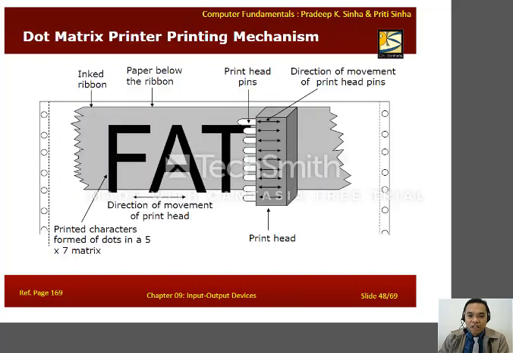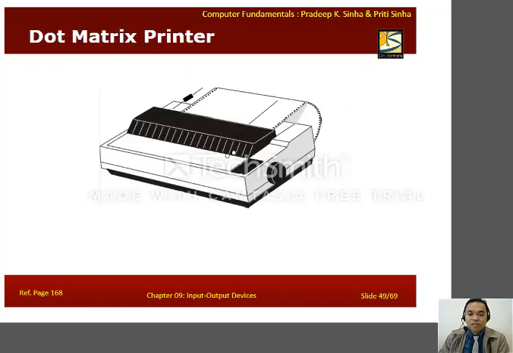And we have here the dot matrix printer printing mechanism. We have the ink ribbon here, with paper below the ribbon. We have the print head pins, and the direction of movement of the print head pins will be back and forth. This is the animated image of a dot matrix printer.